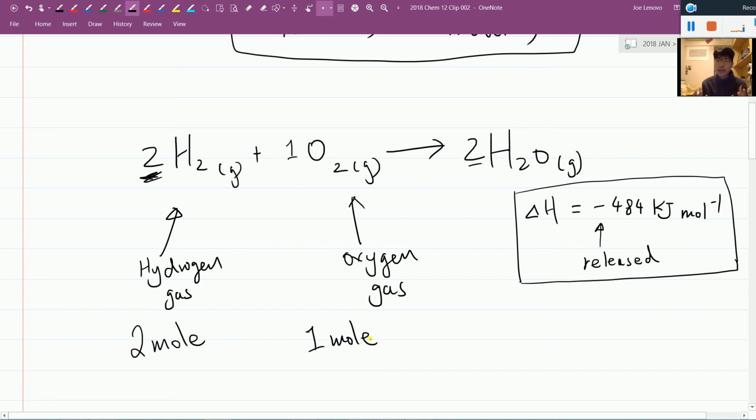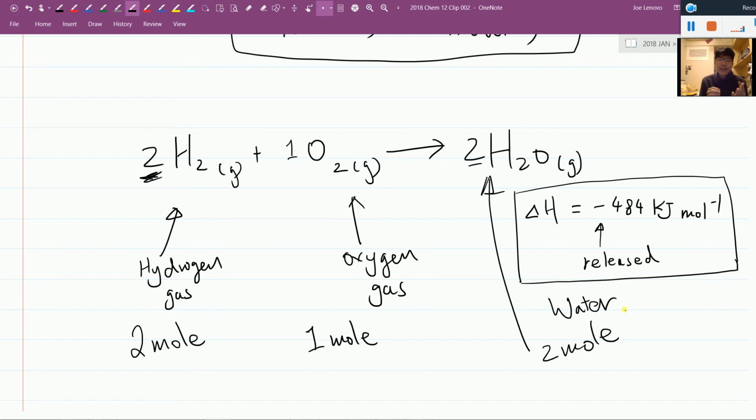How many moles of gases altogether? 3: 2 moles of hydrogen gas and 1 mole of oxygen gas. 3 moles of gases react together. When they react together, interestingly, they form only 2 moles of water. How come 3 moles of gases make 2 moles of water? You should be able to tell me very soon: because the water molecule is bigger. When you have 3 moles of gases, they're all smaller molecules, then you make 2 moles of bigger molecules. And that's not hard to understand.